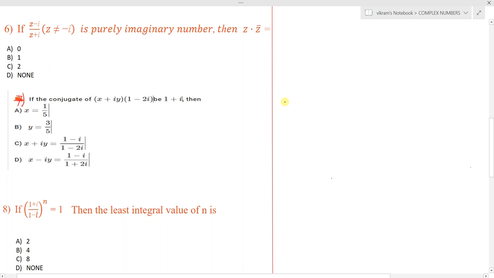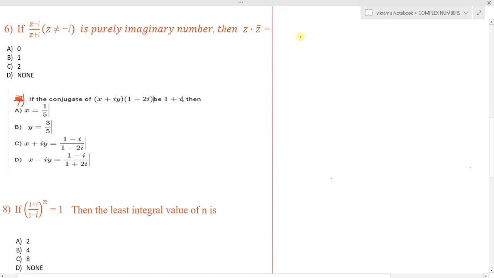Now the next question: if (z minus i) by (z plus i), where z is not equal to minus i, that means if z is equal to i the denominator is 0 and the expression does not exist. That's why the condition z not equal to minus i has been given, and the expression is purely imaginary. So the real part is 0 and only the imaginary part is present. Then what is the resultant of z into z conjugate? That is x plus iy into x minus iy that he is asking.